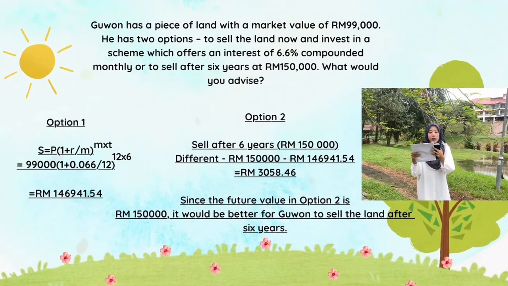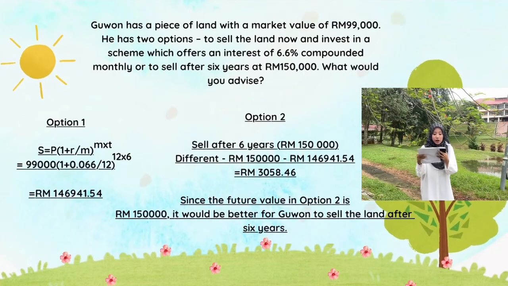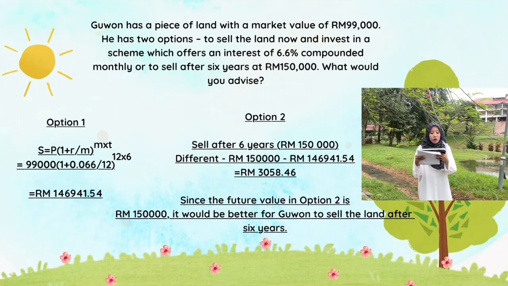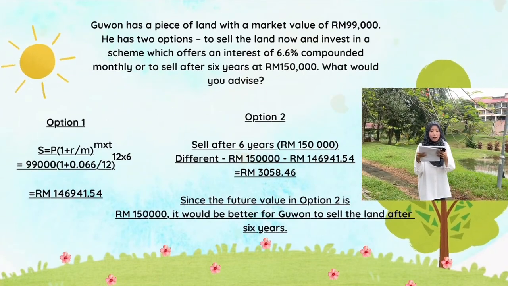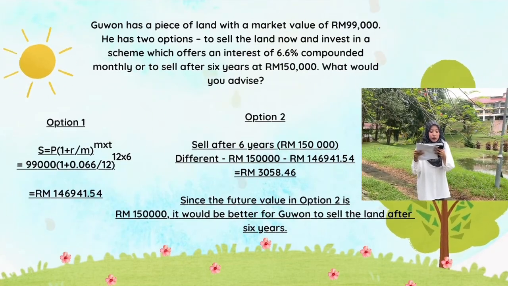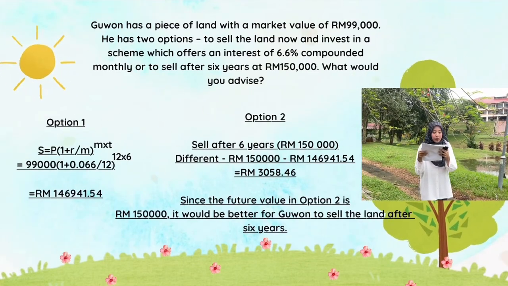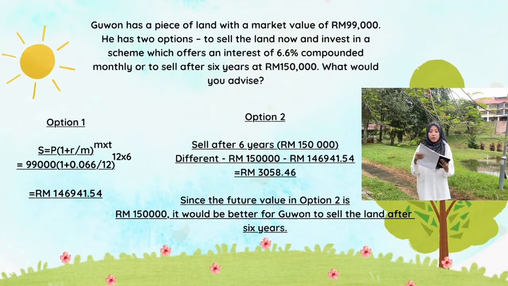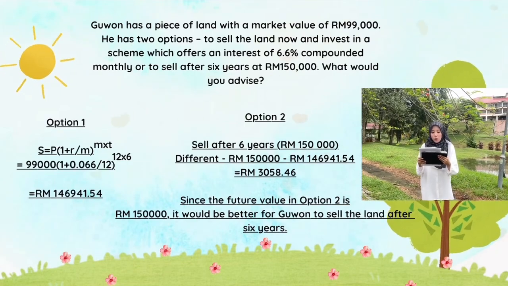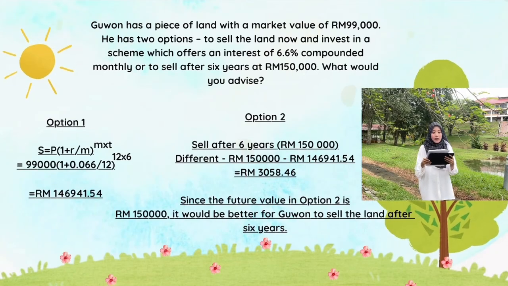So, first, we need to calculate and compare the future value of the first option to 150,000 ringgit and decide which is better. Step to solve: use the formula for compound interest to calculate the future value of the first option, which is S equals P(1 + R/M)^(M×T). So, for option 1, we got 146,941 ringgit and 50 cents.